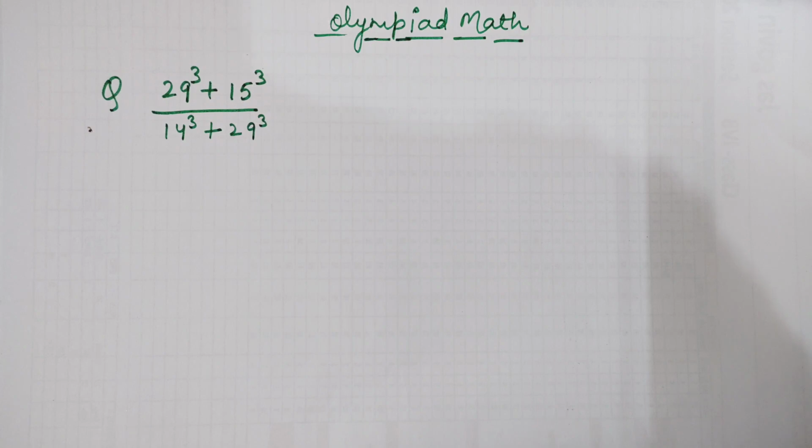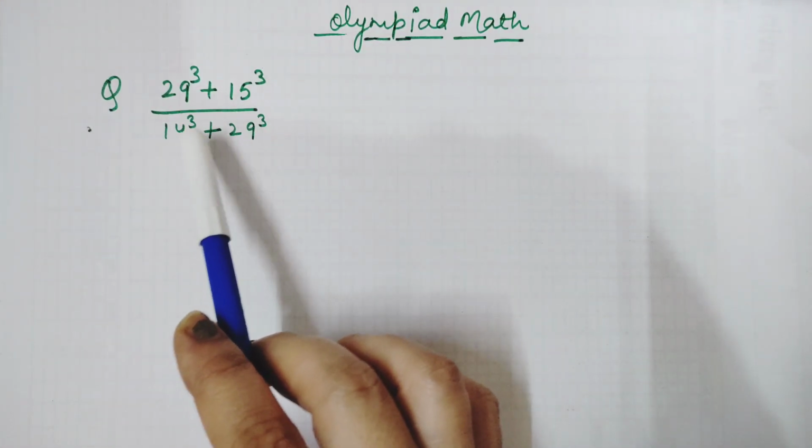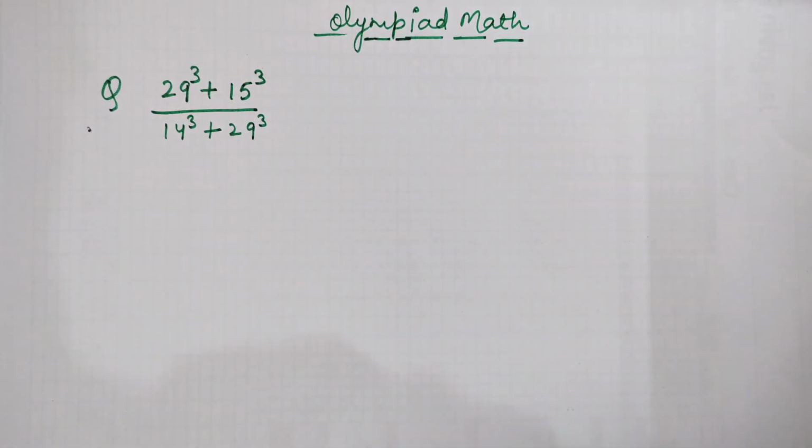This is Poonam, your math teacher, and today we are going to solve another Olympiad question. You can see these are cubic numbers: 29 cube plus 15 cube upon 14 cube plus 29 cube. We need to find the value of this term.